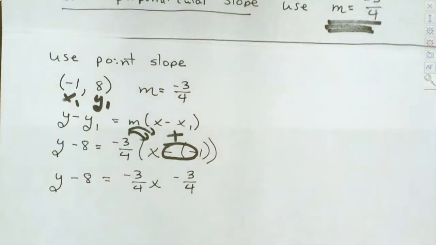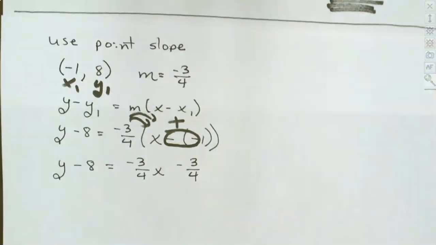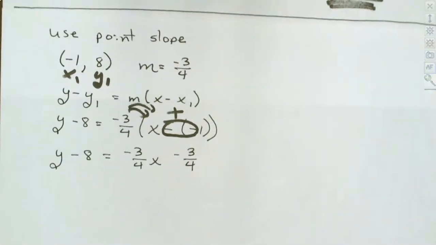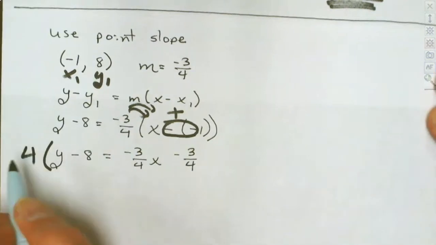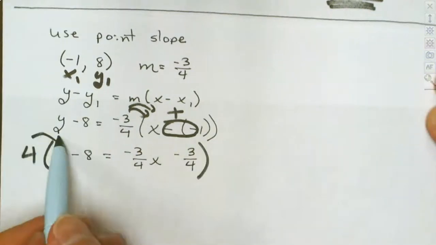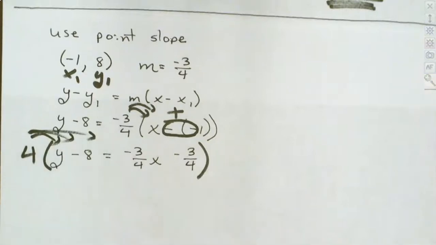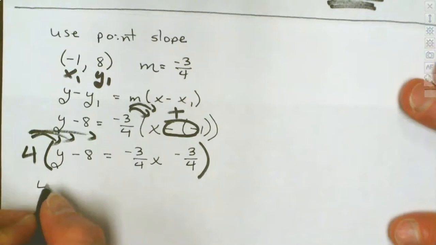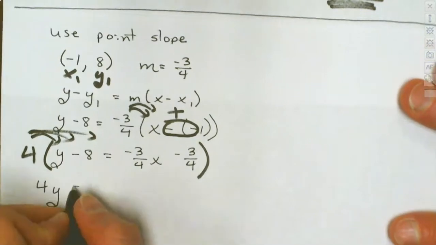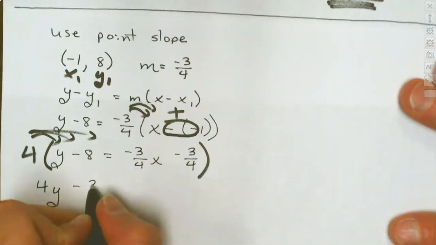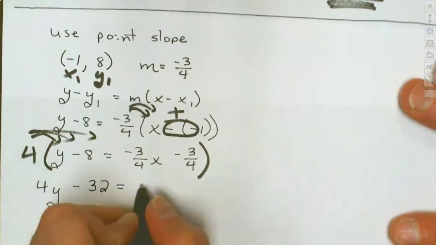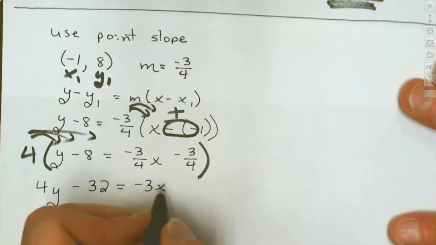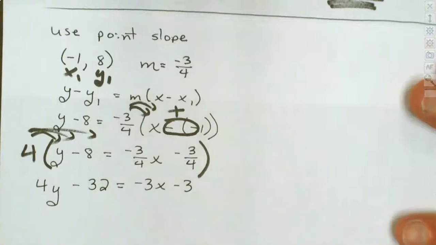And we still need to go ahead and get this in slope-intercept form. So we need to go ahead and clear out those fractions. So we'll multiply everything now by a 4. That'll clear those out for us. And that is then 4y minus 32 equals a minus 3x minus 3.